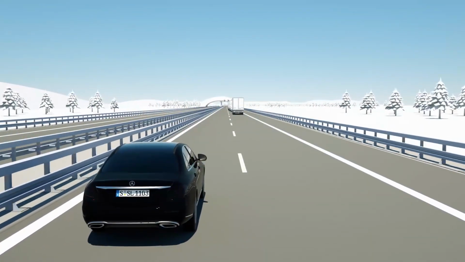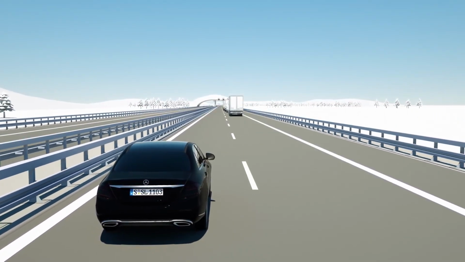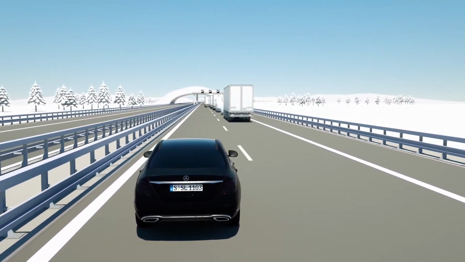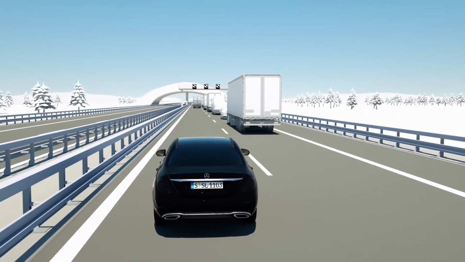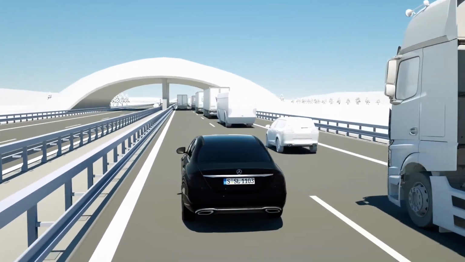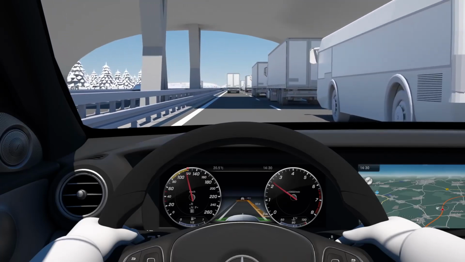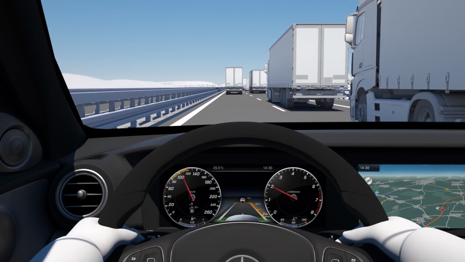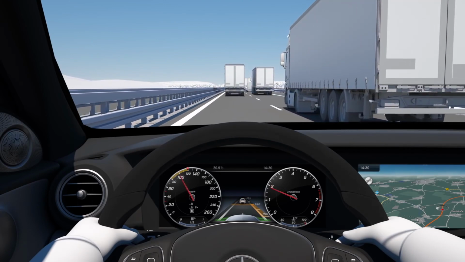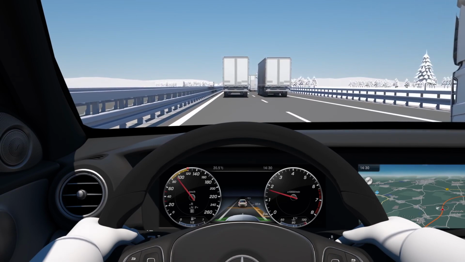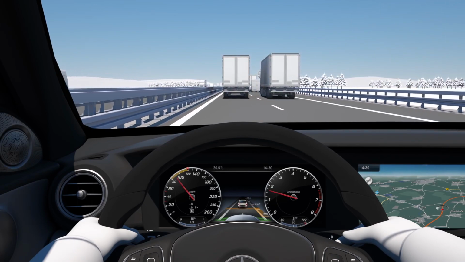The Distance Pilot Distronic helps the driver to maintain a certain speed and relative distance to other road users. In stop-and-go traffic, it assists the driver by moving off again automatically from a complete stop once traffic starts to flow again. On the open road, the Distance Pilot Distronic maintains the speed preset by the driver by accelerating or braking as required. If the vehicle approaches a slower-moving road user or a stationary vehicle, the function automatically and safely brakes the vehicle, if necessary, to a complete stop.